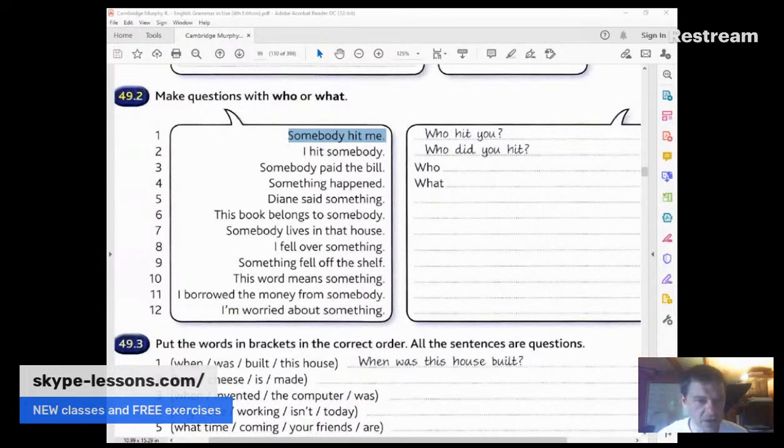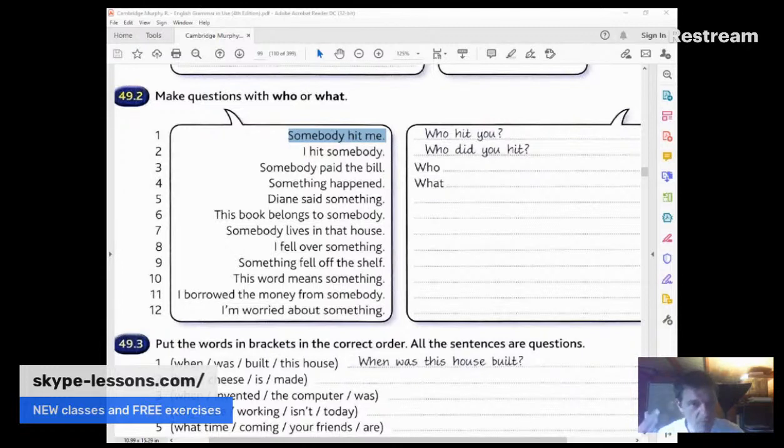But if you look at number two, I hit somebody, and we want to make that into a question. Well, the somebody, the question word, the who, is now the object of hit and not the subject of hit. And that's why we need an auxiliary verb. Here it is. Who did you hit? That's how we make that into a question. Who did you hit? So question word, auxiliary, subject, infinitive.